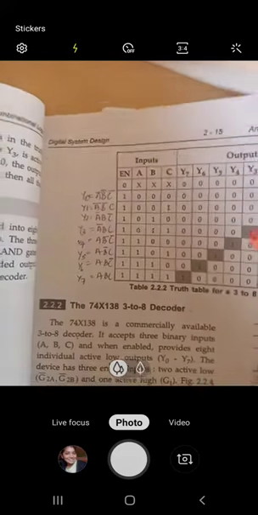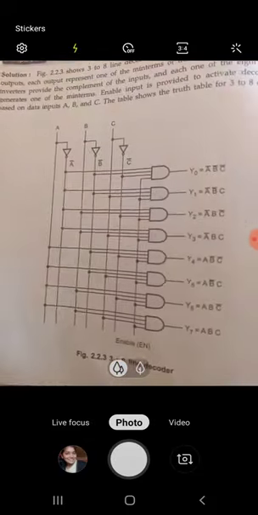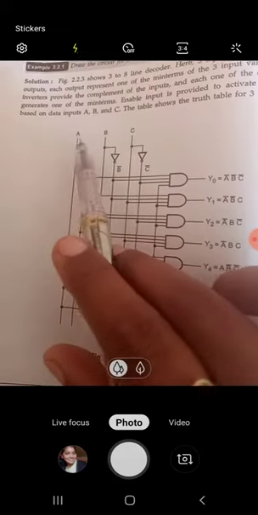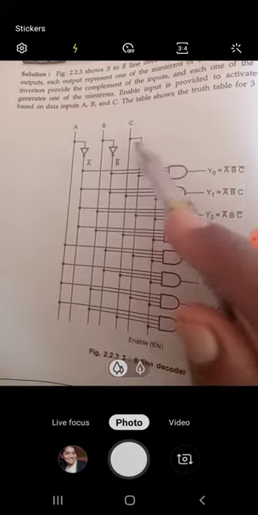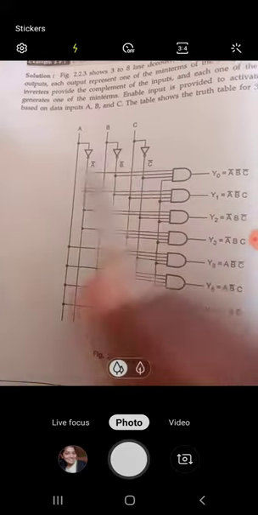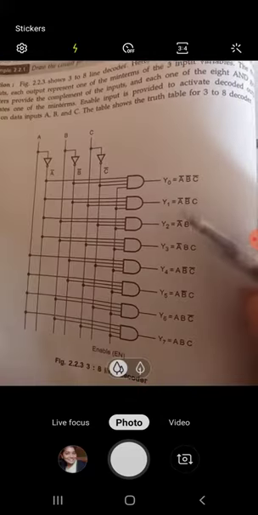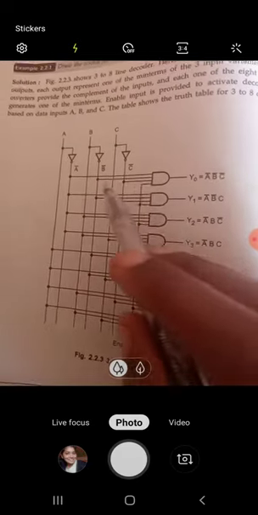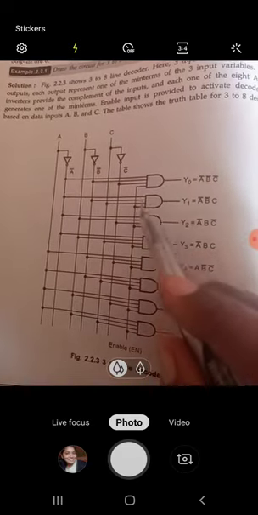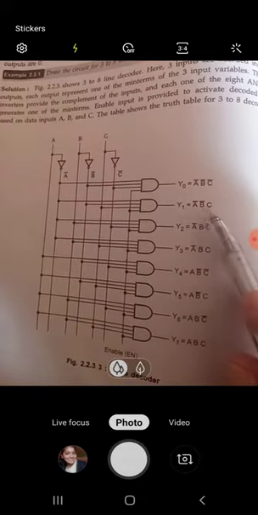So from this, if I want to draw the logical diagram, this is how it looks. Again, we have taken three inputs A, B, C, and we have taken the NOT gates, so C becomes C bar, B becomes B bar, and A becomes A bar. So what do I have for Y0? Y0 is A bar, B bar, C bar, and we also have to tap one more pin, that is the enable pin.